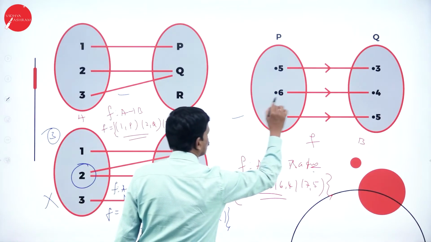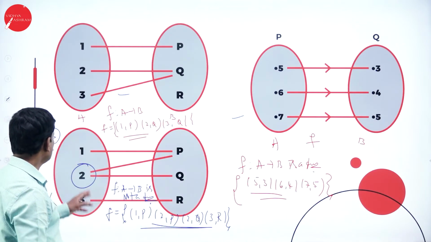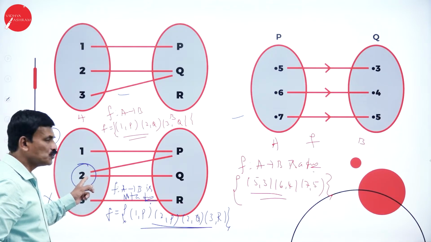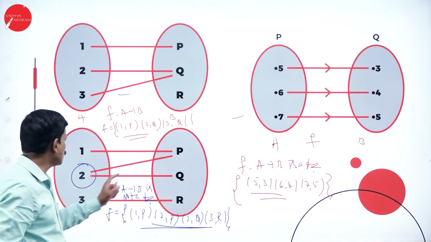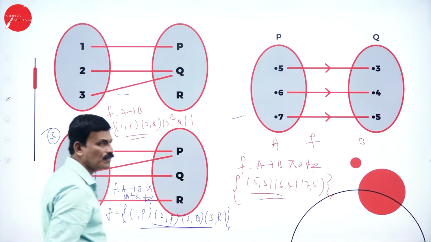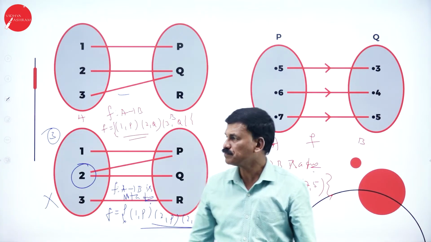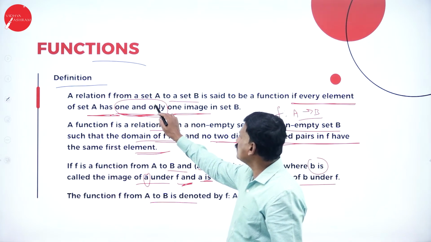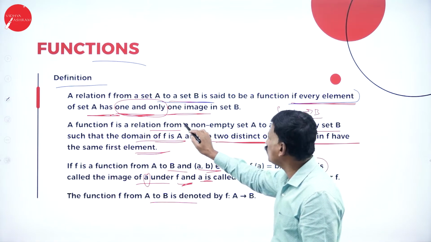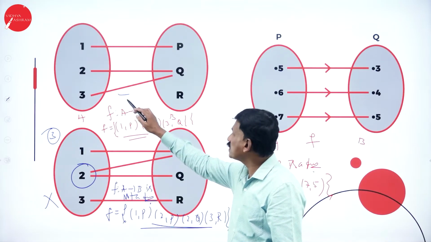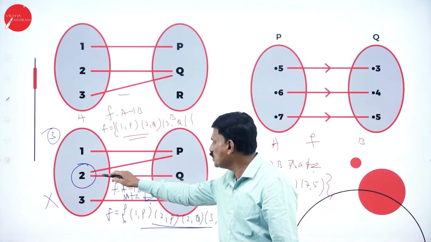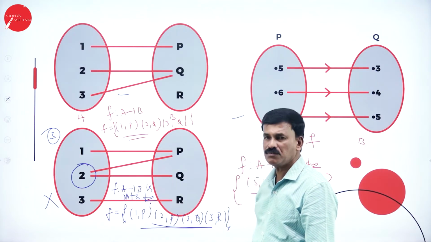These two are examples of functions. No element of the set A should be used two times. Here 2 has two associations, that is from 2 to P and 2 to Q. Therefore, this is not a function. In general, what is the conclusion? A relation from a set A to the set B is said to be a function if every element of set A has one and only one image in the set B. Here 2 has two images, so this is not a function.